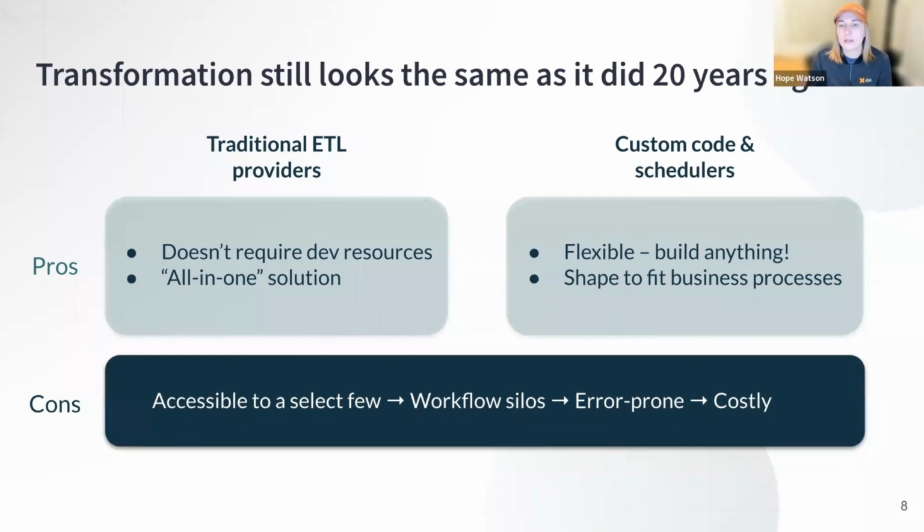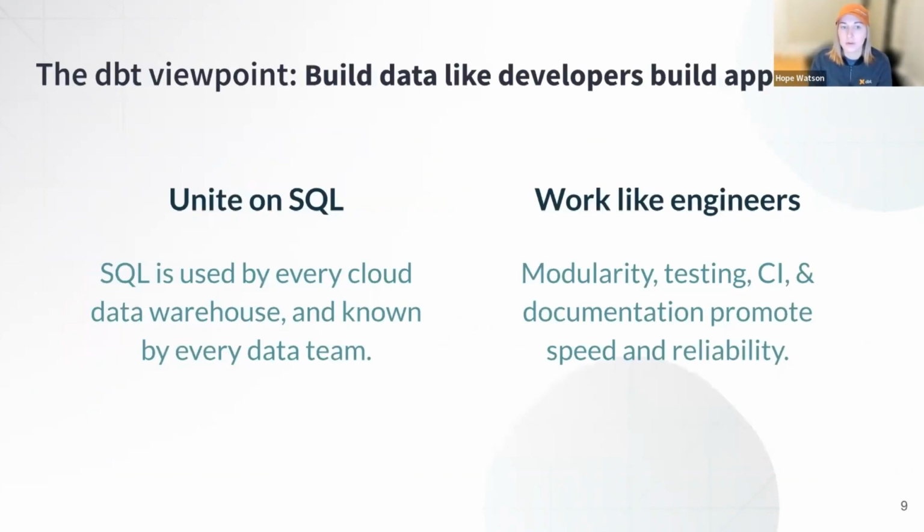But it leads to the same problem, which is that few people become specialized on one thing. It becomes error prone. And then when that person leaves, you may not be able to reinvent or figure out their work. And you lose track of those KPIs and those dashboards that they had created through these mechanisms of transformation. So the viewpoint here is we're going to build data like we build applications.